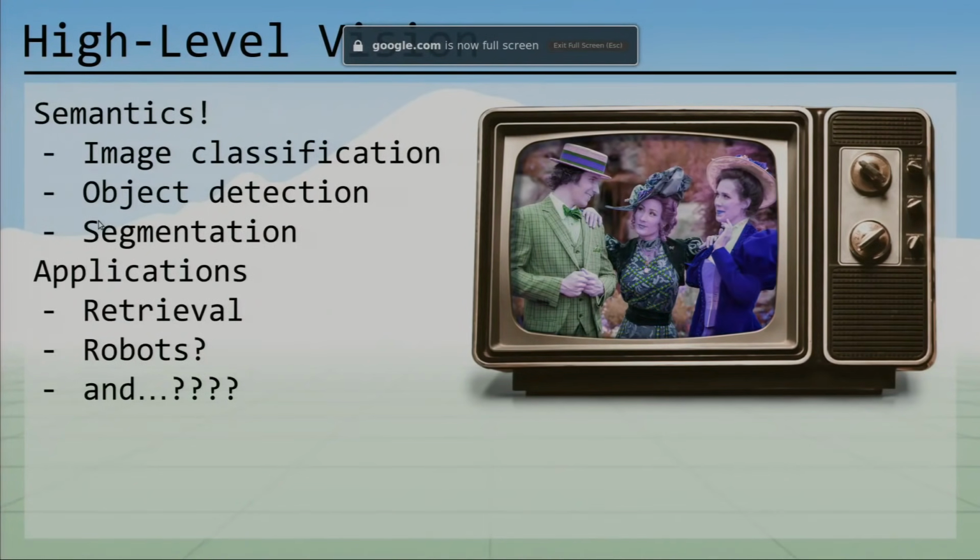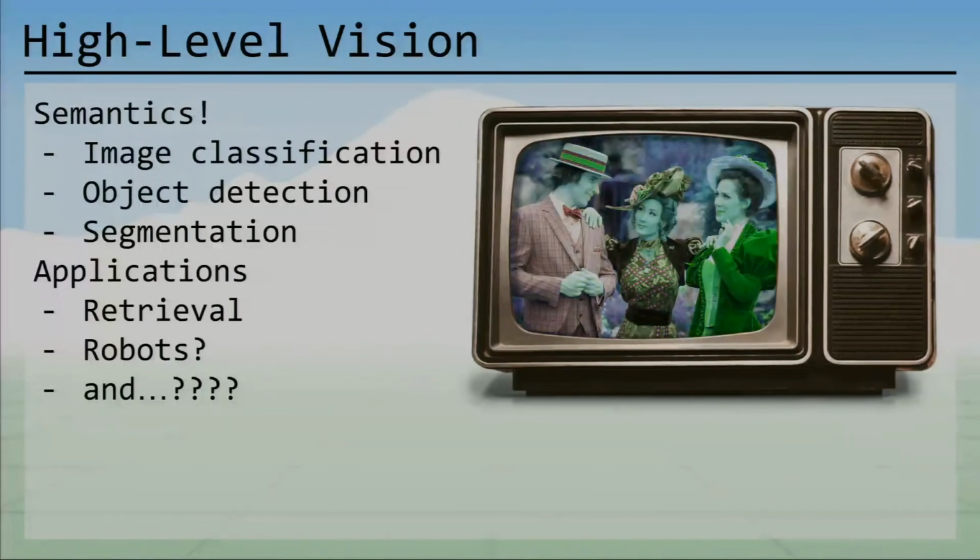So I think of high-level vision as being all about semantics. We're going to start taking these images and actually trying to get some kind of meaning out of them. And that can mean a bunch of different things depending on what your task is. But things like classification, object detection, segmentation. And then taking these tools that we're building that extract these semantics, we can start building things on top of them. So there are a bunch of applications.